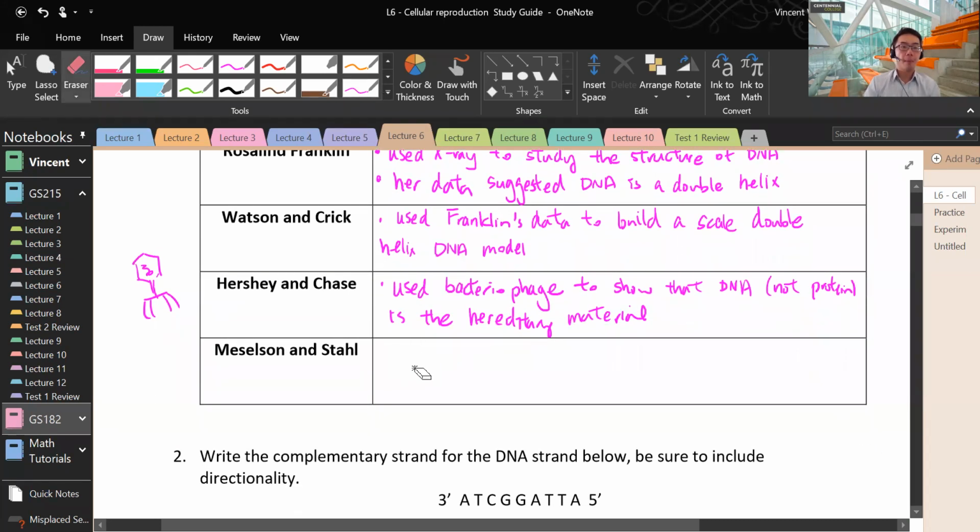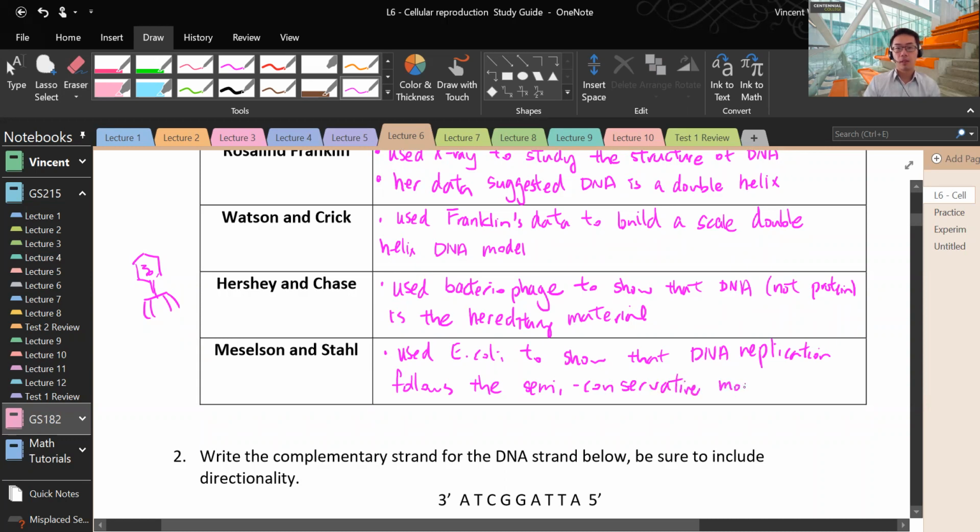Lastly, we have Meselson and Stahl. What did they do? They used E. coli to show that DNA replication follows the semi-conservative model.